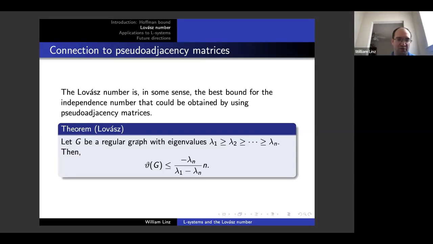So G is now a regular graph with these eigenvalues. And then the Lovász number is bounded above by the right-hand side of the expression, which is what you get from the Hoffman bound. So this is a somewhat stronger inequality than the Hoffman bound, because alpha of G is also bounded above by the Lovász number. I'm just talking about the adjacency matrix, but I'm going to sketch the proof of how this goes, and the proof will work for pseudo-adjacency matrices perfectly fine.